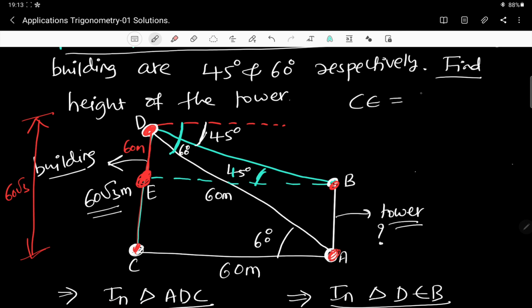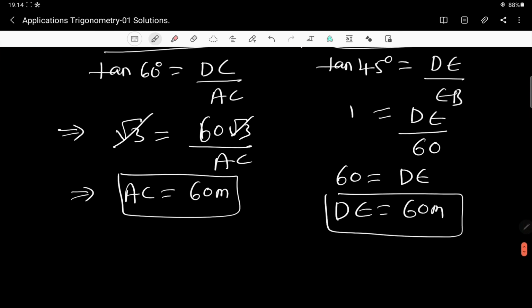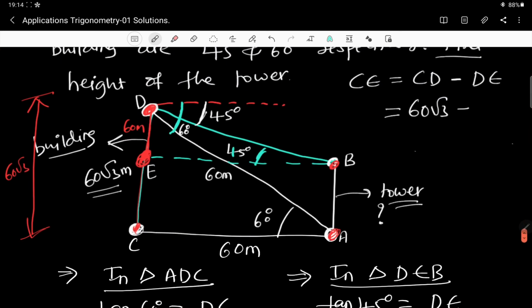That CE is equal to, just observe, CD minus DE, or CD minus ED, whatever you want to call. CD is completely known, that is 60 root 3, minus... and what is this DE? DE we have just calculated, no? Look at this, DE is equal to 60. I have written that also. So that is 60. You can take 60 common, then you are going to get 60 times root 3 minus 1 meter.